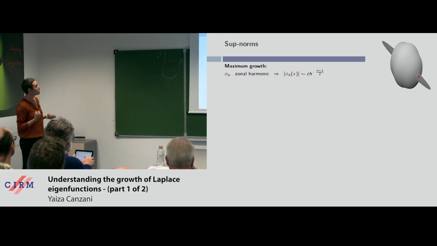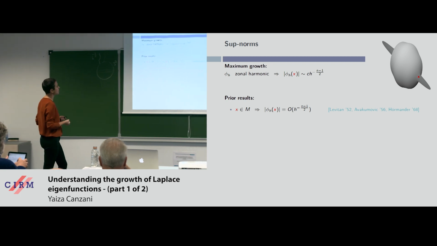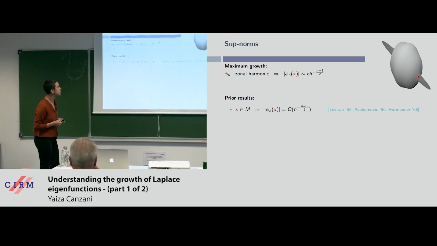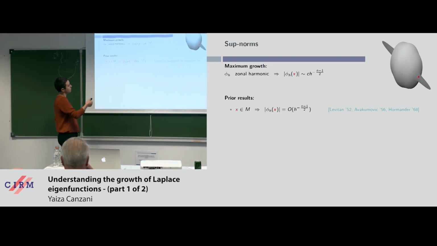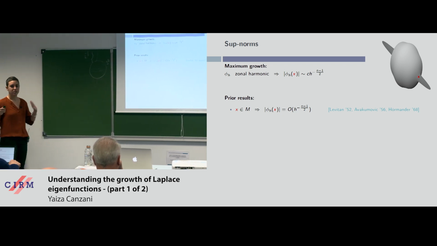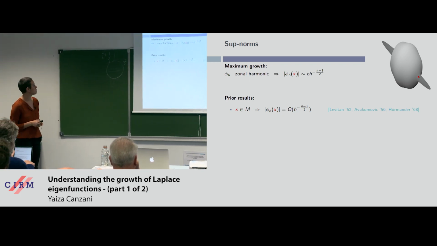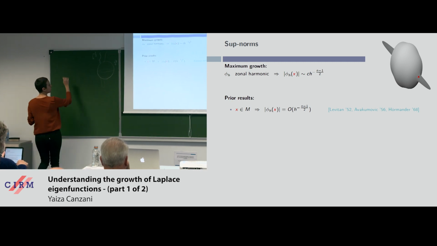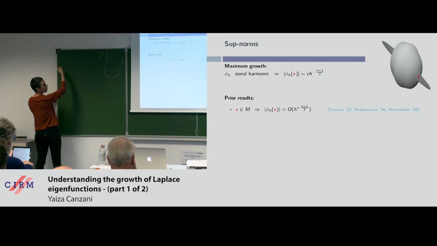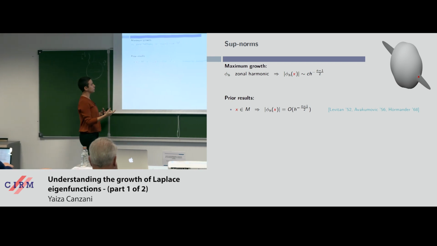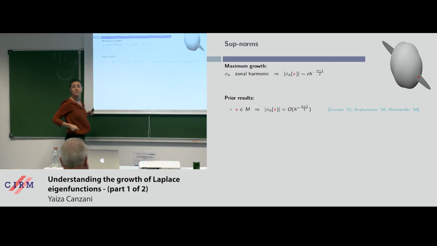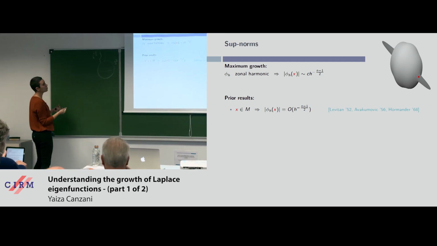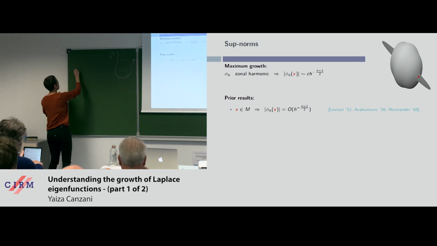And the reason why this is extreme is that in general, we know that eigenfunctions cannot grow more than h to the minus (n minus 1) over 2. So Sonal Harmonics actually saturate this upper bound, proved by several people, Levitan, Avakumovic, Hörmander. And I'm going to record it here because this first part of the talk is about trying to improve this upper bound under different geometric assumptions.